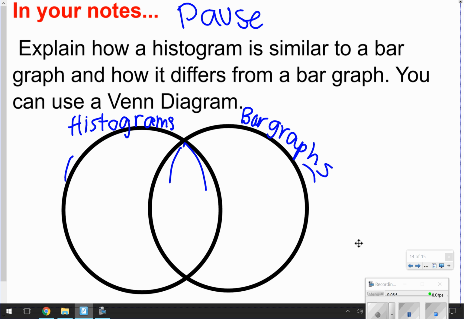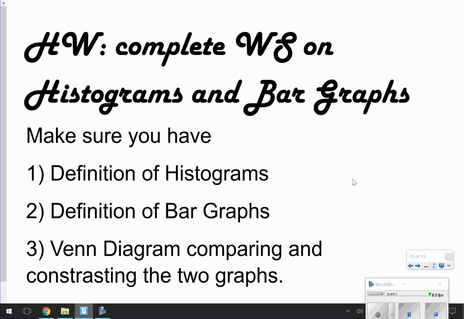Once you and your partner are done with making your Venn diagram, come see me and show your notes. Make sure that you have at least the definition of histograms, the definition of bar graphs, and the Venn diagram that you just drew, comparing and contrasting the two graphs.